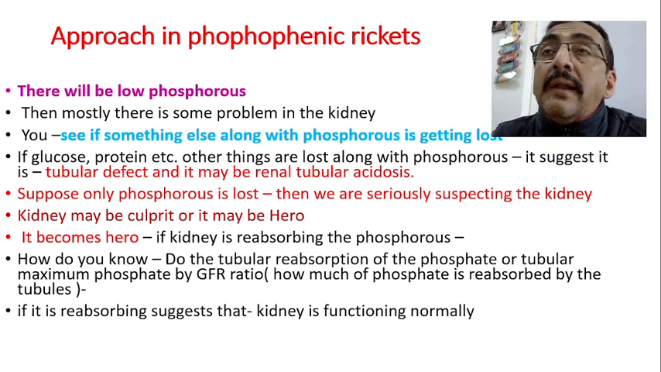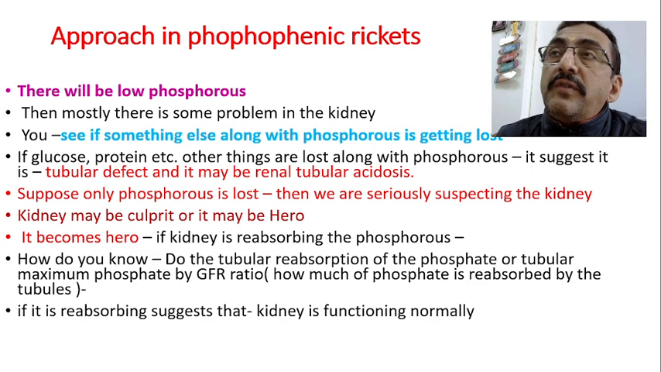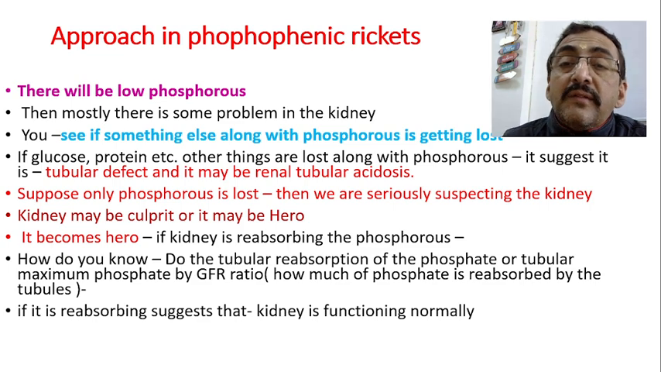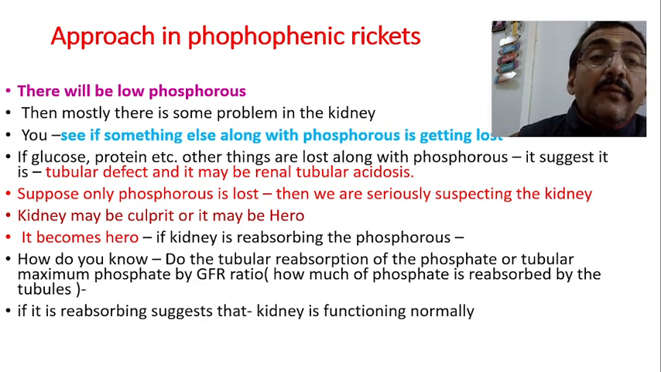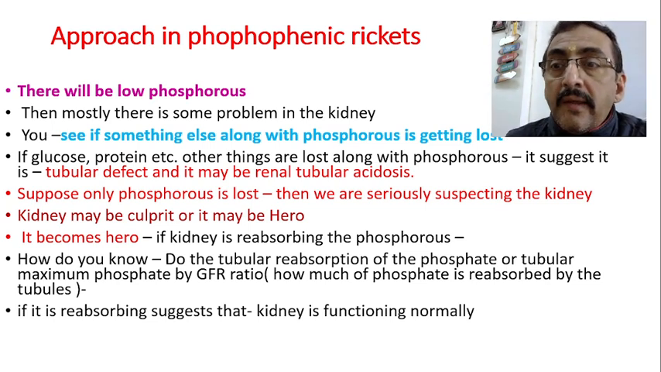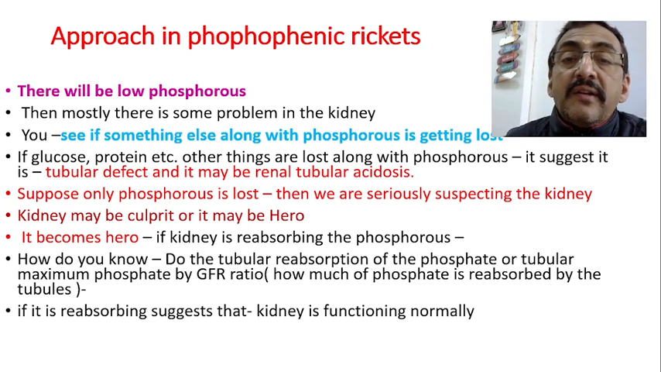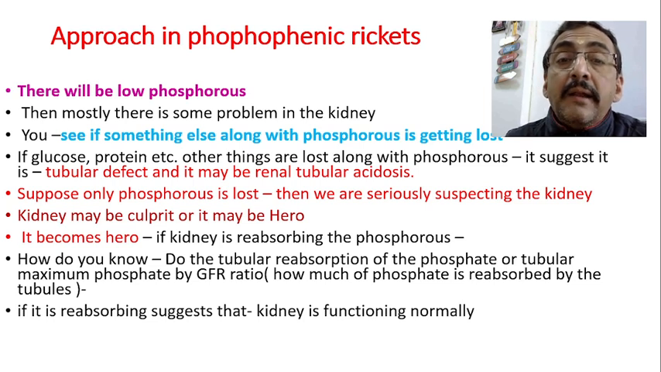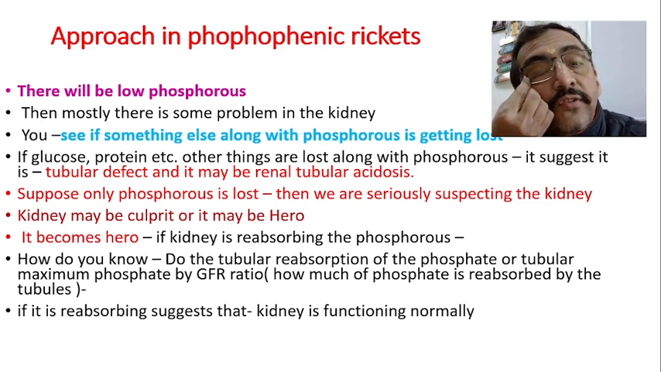Now another is there will be low phosphorus. Suppose if there is low phosphorus, then mostly there is some problem in the kidney again. Now you have to see if something else along with the phosphorus is getting lost. If glucose, protein, etc., other substances are also lost along with the phosphorus, it suggests that it's a tubular defect and it may be a renal tubular acidosis.